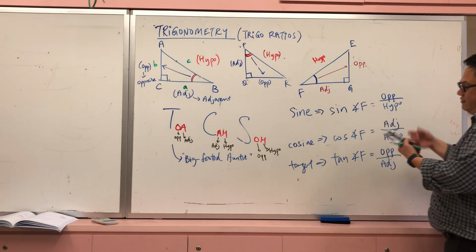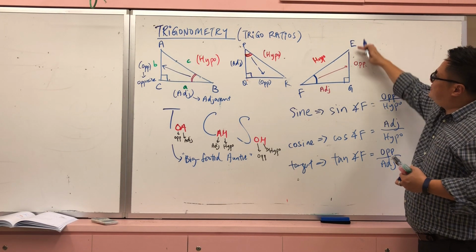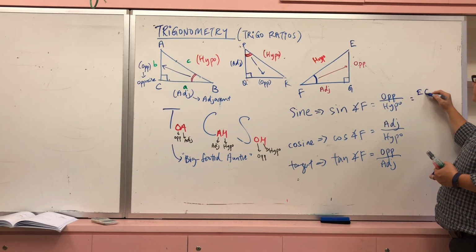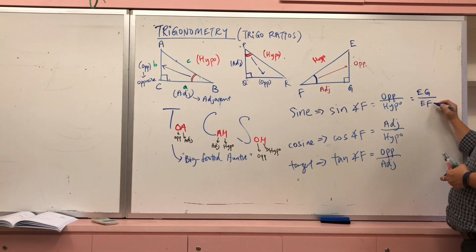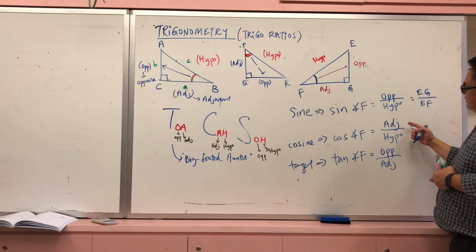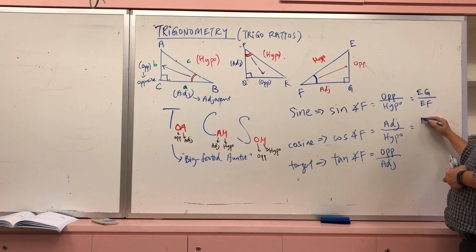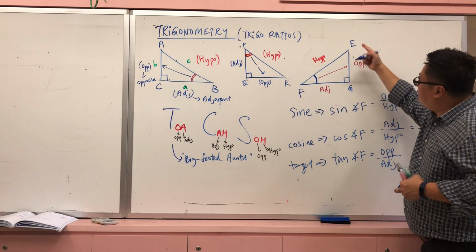Over here, if I were to rewrite it, what is my opposite? Opposite is EG. So EG over hypo, which is EF. So EF. For cosine, adjacent over hypo. What's adjacent? FG over hypo, EF.